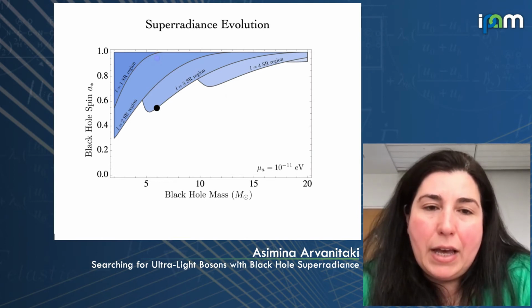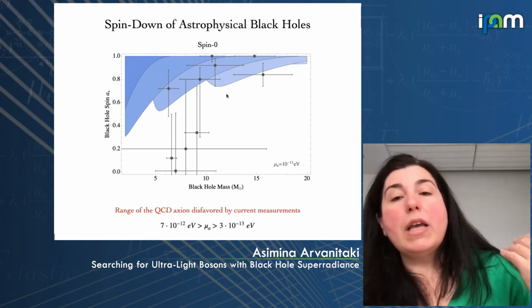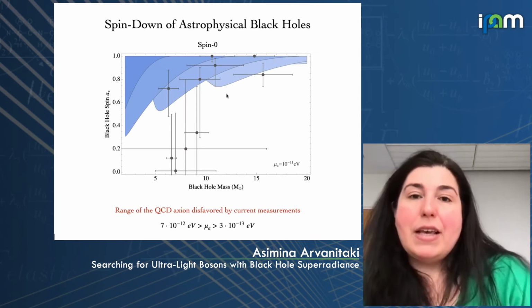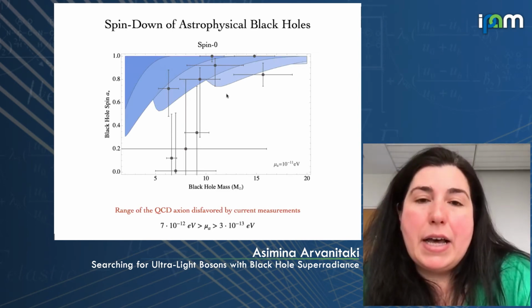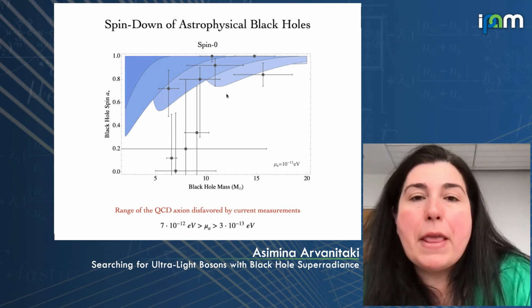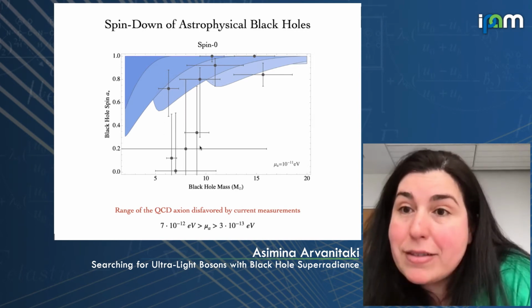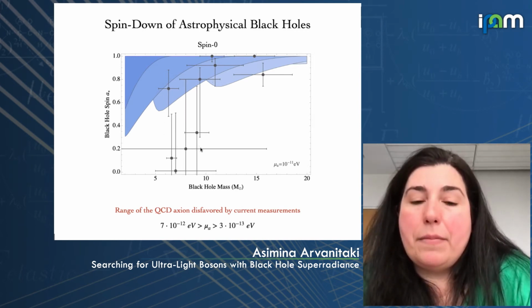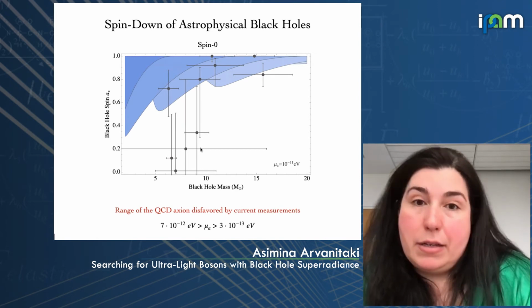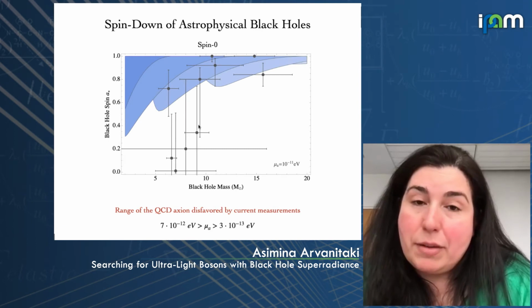And the interesting thing is that we have actually measured spins and masses of stellar mass black holes in particular. And those already place constraints here for axions, and in particular for the QCD axion that I mentioned before.